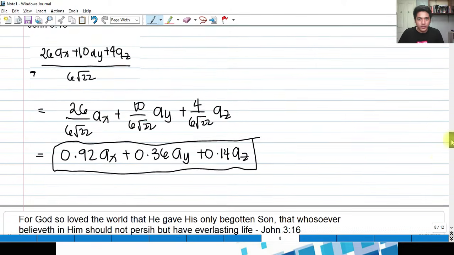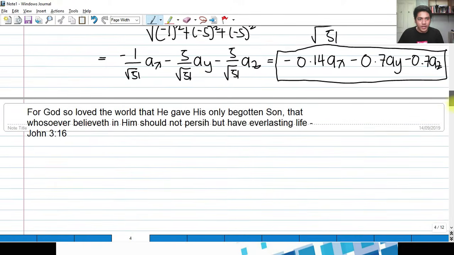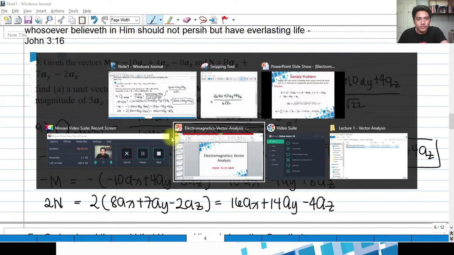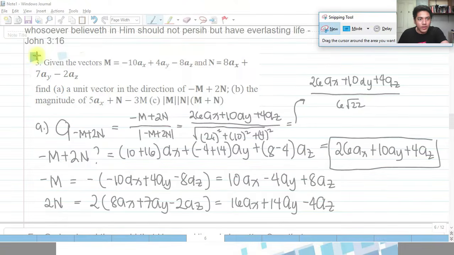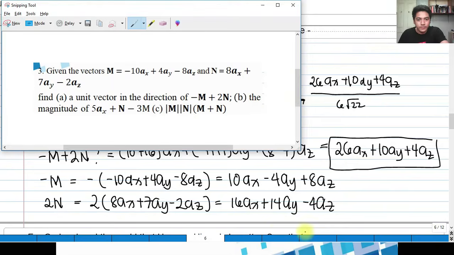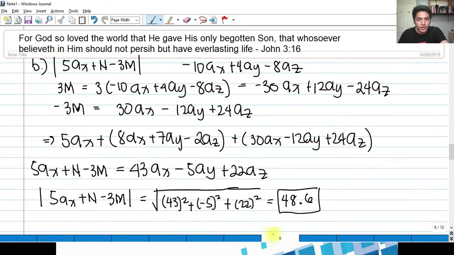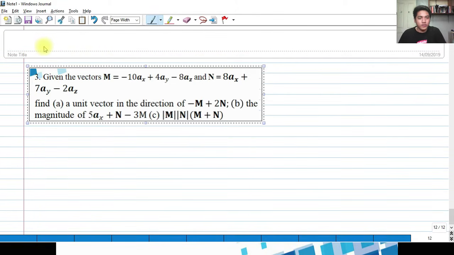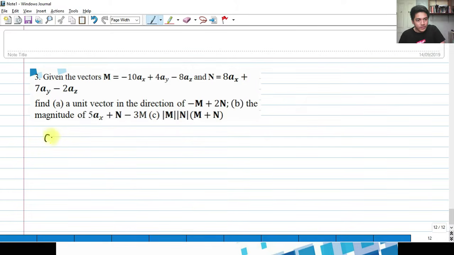So if we're going to answer letter C, let me just copy again the question. Copy the question and put it again on the other. So this would be our letter C. Magnitude of m, times the magnitude of n multiplied by the m plus n vector. We need to do first the magnitude. That's easy. Magnitude of vector m.